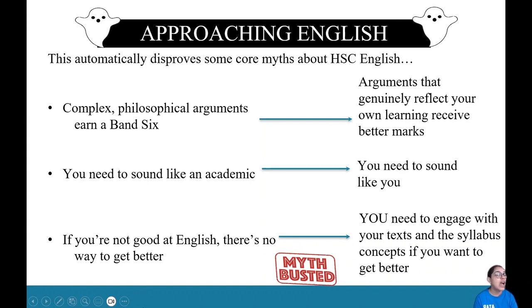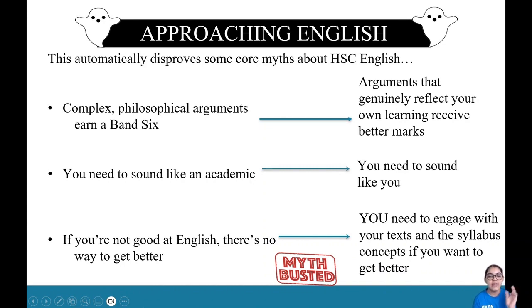So you don't have to sound super academic and professional and use all these big words, because remember, you'd rather use common words that actually allow you to express your point, than try to use fancy words that jumble up your argument. With fancy words you have to be careful, because it can certainly jumble up your argument if you don't know the context in which you're using them. So you don't need to sound like an academic, you just need to sound like you, sound like someone who has engaged with the text, who knows what they're talking about, and who can back that up with evidence from the text.